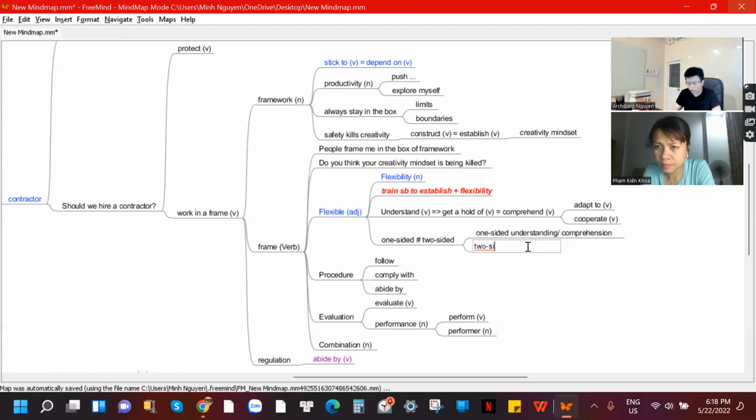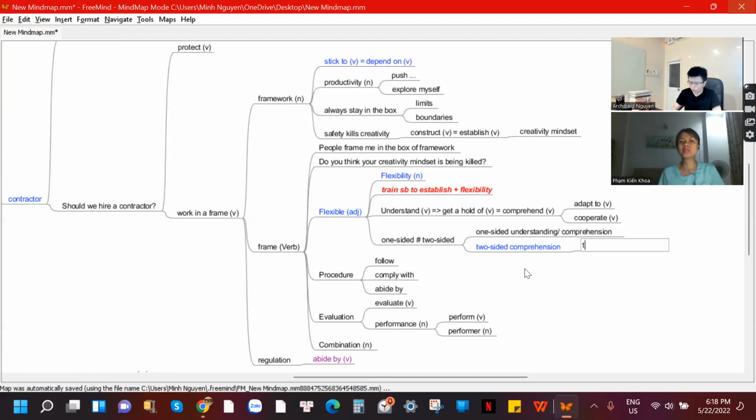But when you go to work, everybody needs to be double-checked. It's like, oh, do you understand what I said? For example, did you get it? So that is two-sided comprehension. That means a two-way communication, right? Yes, two-way communication.